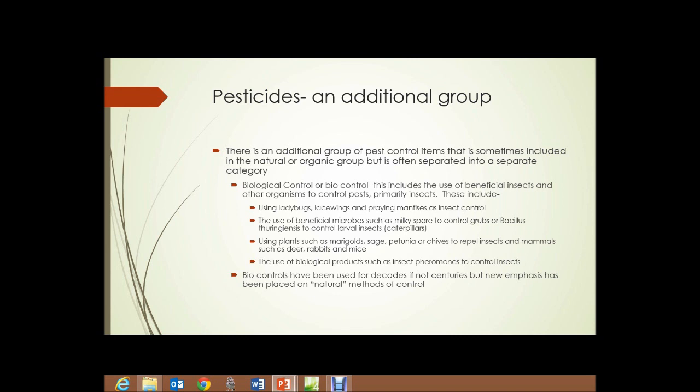For instance, you may see traps looking like small cardboard milk cartons and that sort of thing stapled to trees. And these traps contain things like gypsy moth pheromone that attracts the males to think they're going to mate, and they get trapped inside the containers. Biocontrols have been used for decades, if not centuries, but new emphasis has been placed on natural methods of control, so there's renewed interest in the various types of biocontrols.